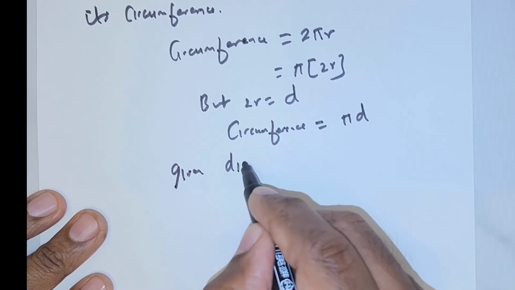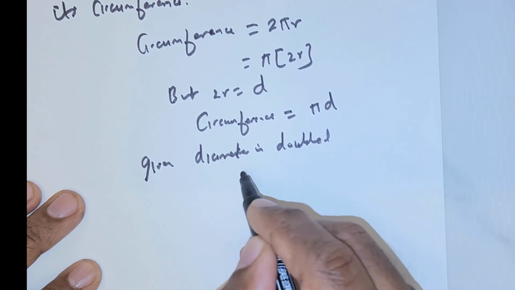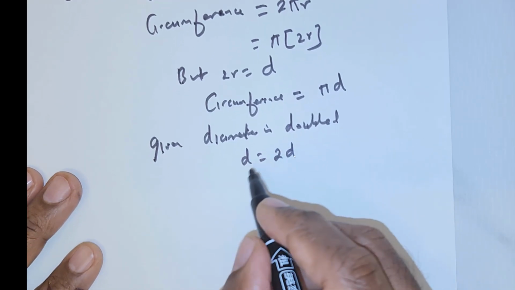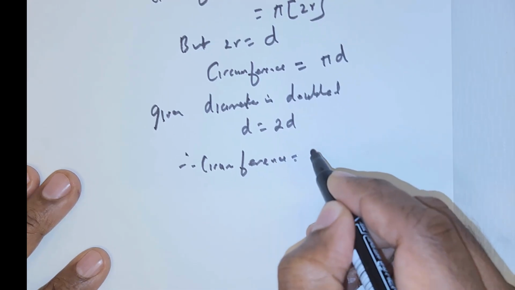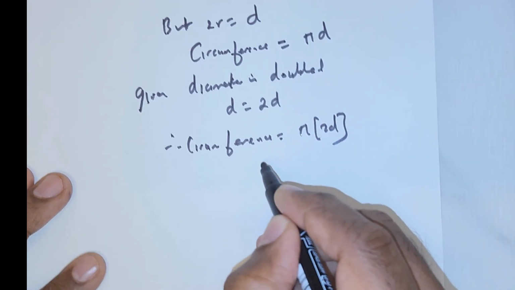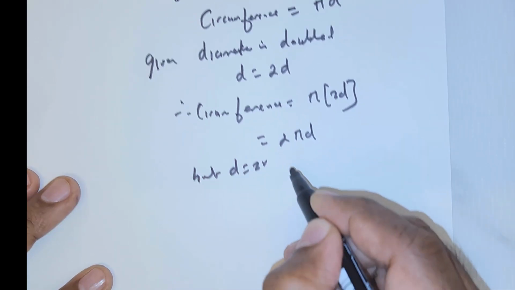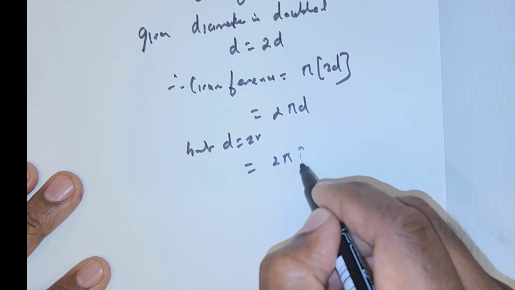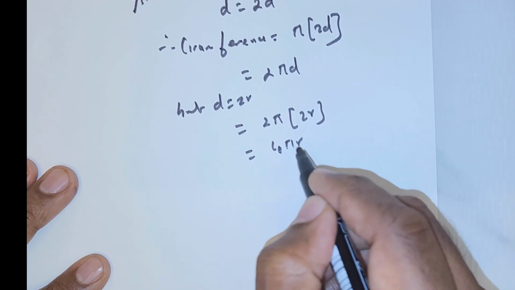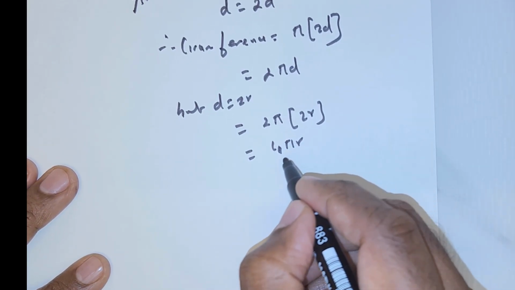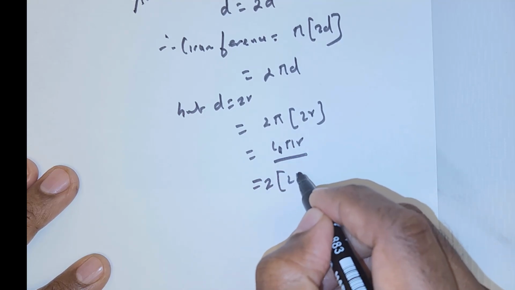Given the diameter is doubled, so that means d becomes equal to 2 times d. So therefore the circumference is going to be pi times of 2d, which is nothing but 2 times pi d. But d is equal to 2 times r, so it's going to be 2 times pi of 2 times r, which is equal to 4 times pi r, which I can actually rewrite this as 2 times of 2 pi r.